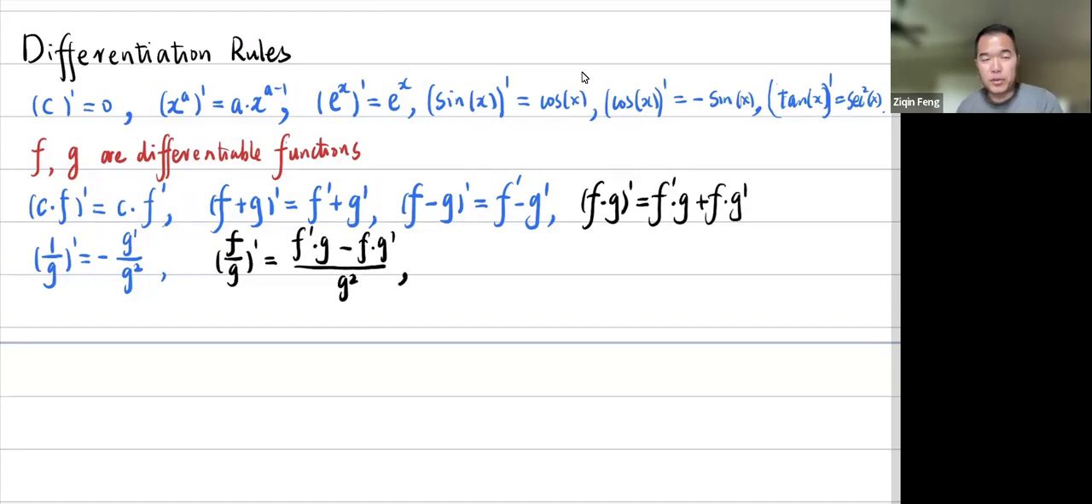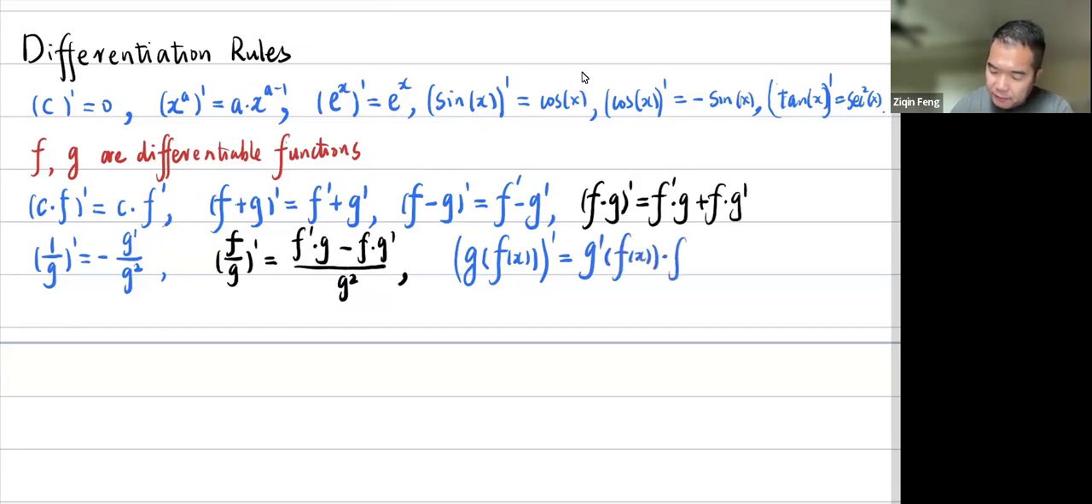And we have one more rule so far, which is the chain rule, right? We can get a function by taking compositions, g of f of x. Given a big function, you need to figure out what is the inner function and what is the outer function. In this case, the inner function is f, the outer function is g. We want to differentiate this function. This is g prime of f of x, then times f prime of x, right?